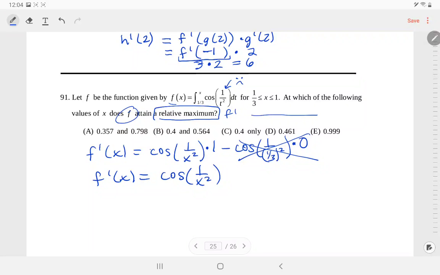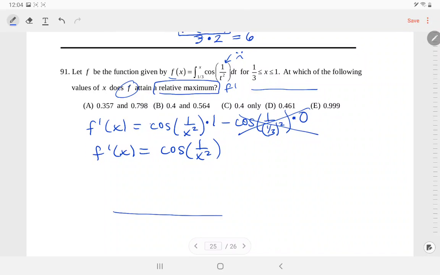And I would like a number line. I want a number line from 1/3 to 1. That's way too big of a number line. And then I want f prime because I want a relative maximum. And they want to know what x value, so they don't need the y. So what do you think? What am I going to say?